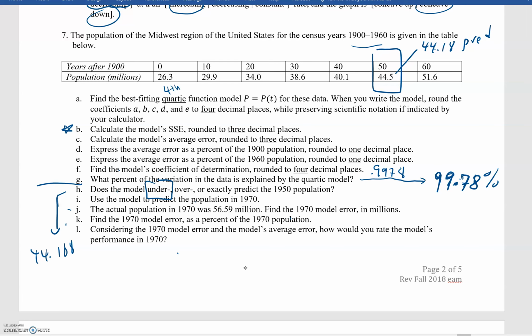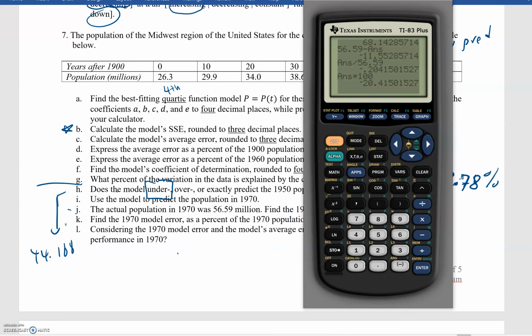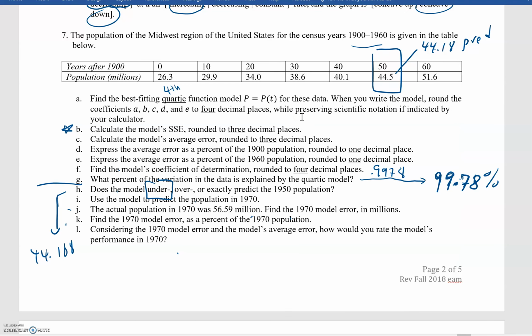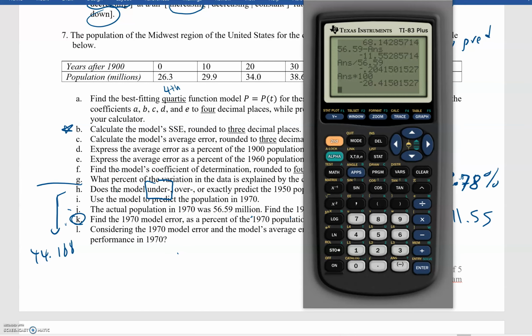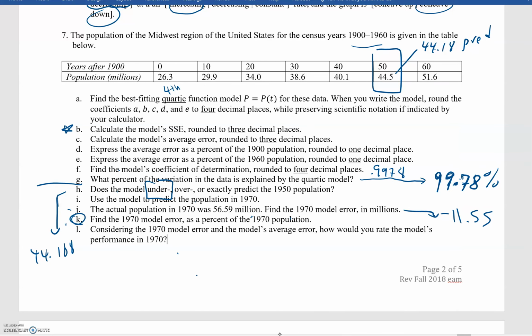I'm sorry, actually, I got a little bit ahead of myself. I just calculated the percent error. The model error, I did find it. The model error was up here. It's actual minus predicted. That's minus 11.55. I'm sorry about that. But anyways, so model error is minus 11.55. That's actual minus predicted. And then the percent error is what we just found for K. So we did both J and K, and that would be negative 20.42%.